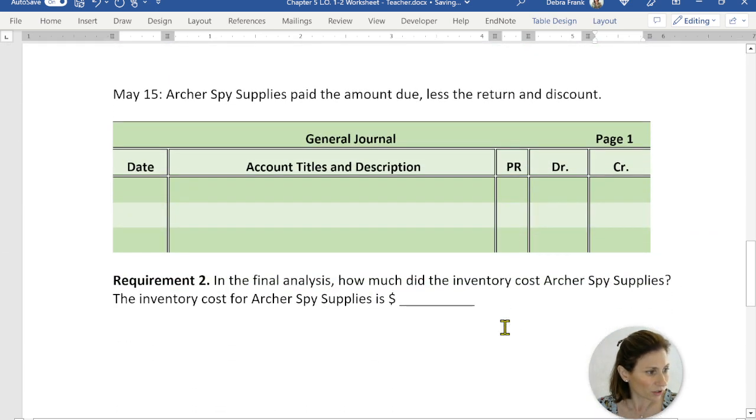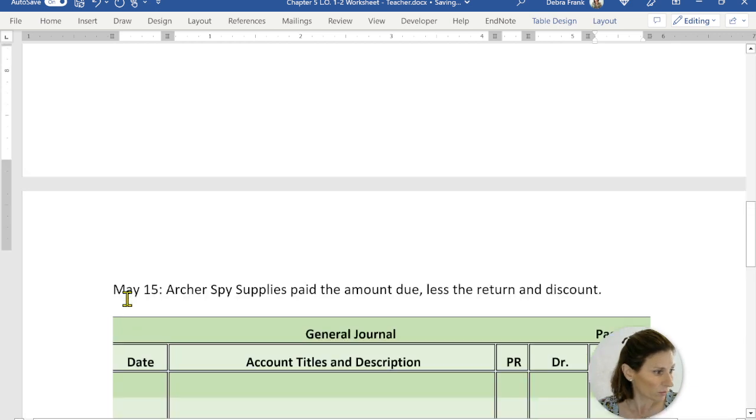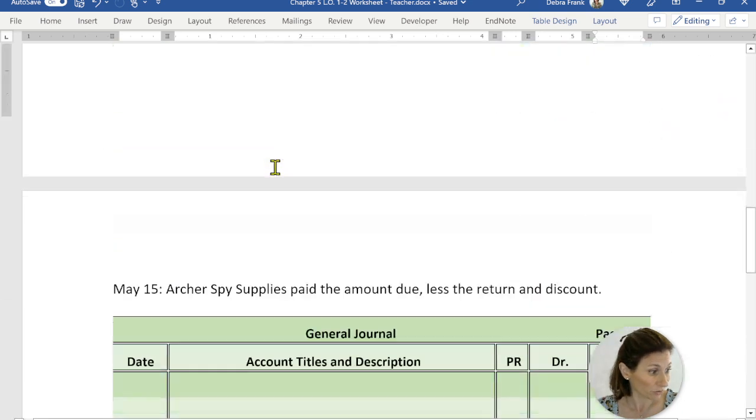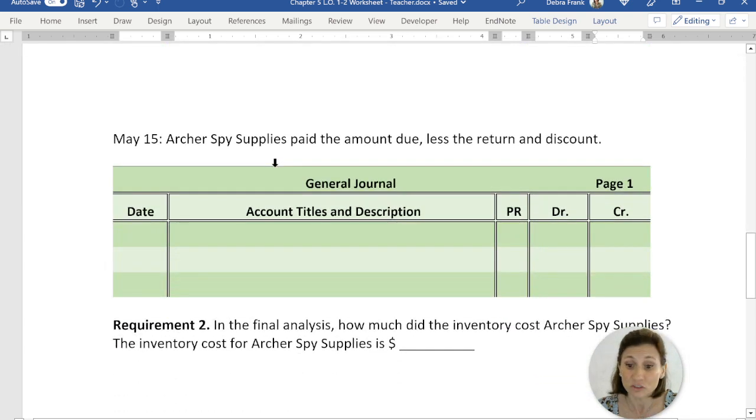And we have here that they paid the amount due less return and discount. Okay, that was on May 15th. So let's go back and look here. We made the purchase on May 8th and our terms were 2/10. So they were nice to you because they wrote to remind you that you get the discount, but we should pay attention to the dates, and we see that it is less than 10 days that we paid it, right? The 8th to the 15th, that's less than 10 days. So we do get the discount because we're going to pay it within the 10 days. So we do get 2% discount.